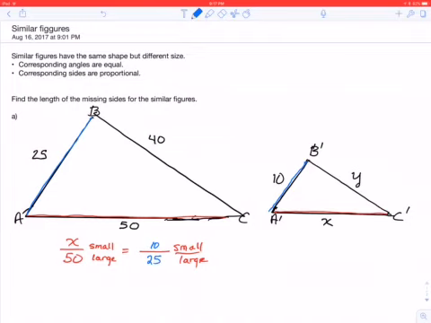So I'll cross multiply. X times 25, that's 25x. 50 times 10, it's 500. And I'll just solve for x. Divide both sides by 25. X equals 20.